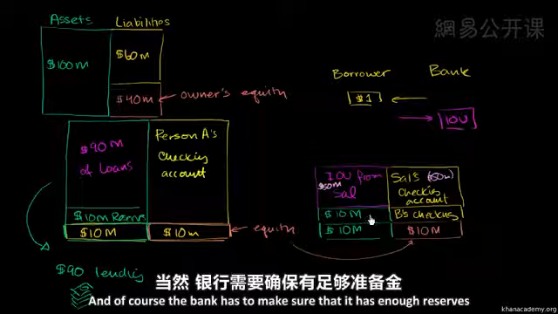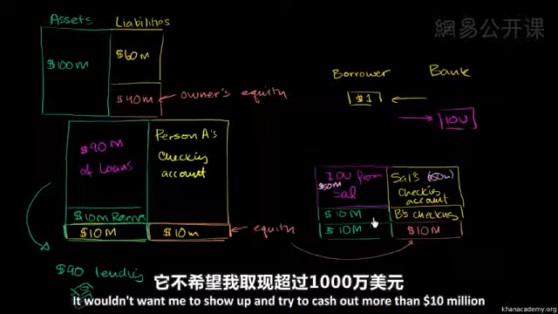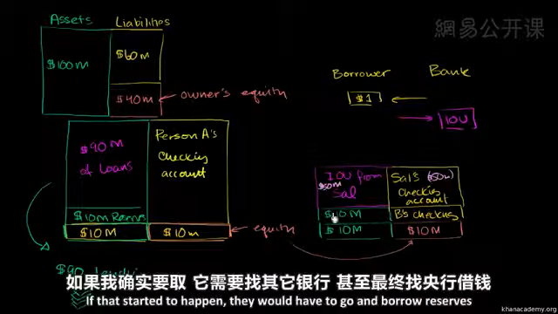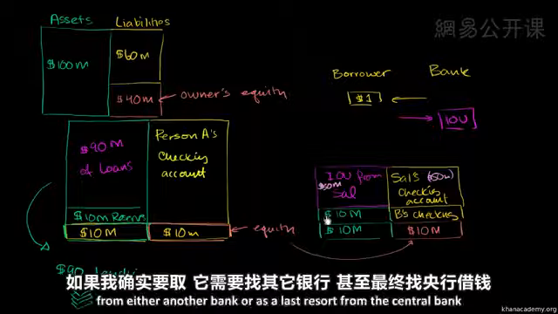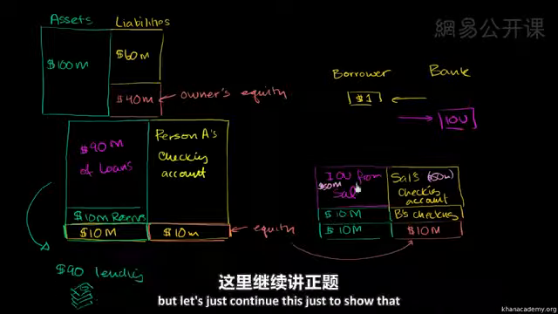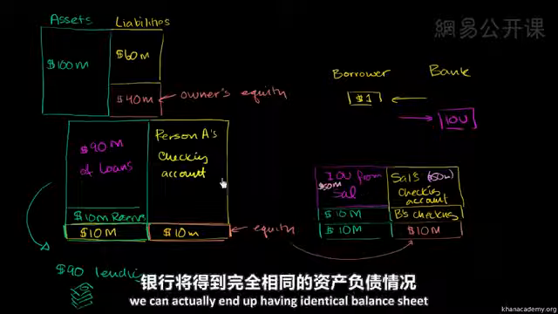And of course, the bank has to make sure it has enough reserves. It wouldn't want me to show up and try to cash out more than $10 million. If that started to happen, they would have to go and borrow reserves from either another bank or, as a last resort, from a central bank. But let's just continue this just to show that we can actually end up having identical balance sheets.